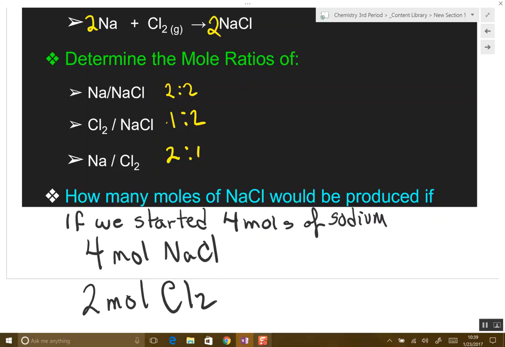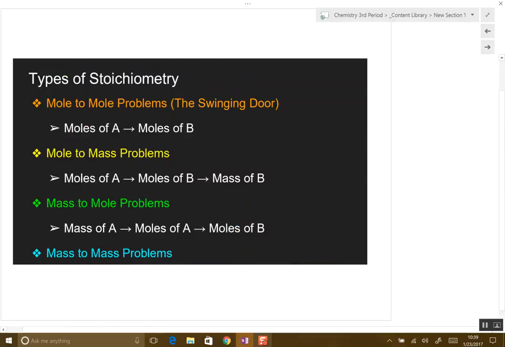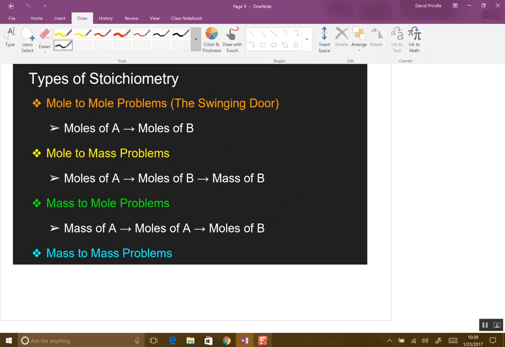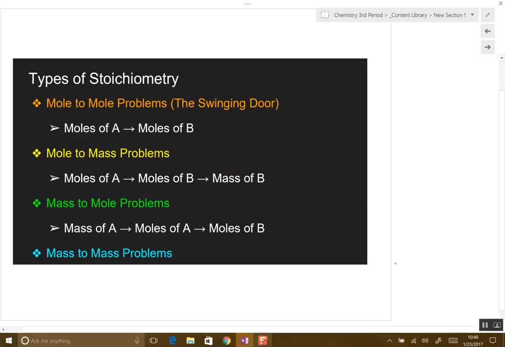All right, you're going to have a lot of practice to do on this, so I'm just trying to get through the notes. I think what happened is when I converted this to PowerPoint, it lost part of it. There are four types of stoichiometry problems, and you've done some of them already. Mole to mole: that is going from one side of the equation to the other just using the mole ratios. I said this is the swinging door. The mole ratio gets you from one side to the other. Mole to mass: we're starting with a certain number of moles, and you're going to convert it to mass. Then we're going to do mass to moles, and then mass to mass, which is this problem here.